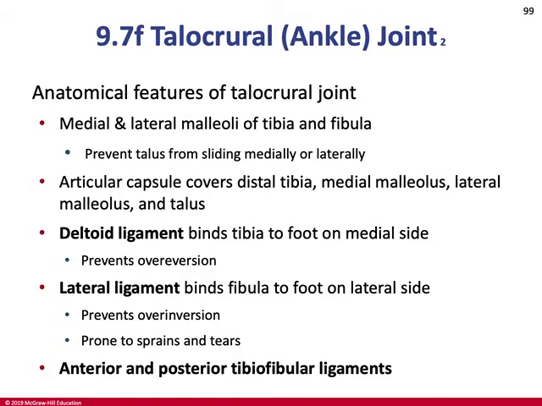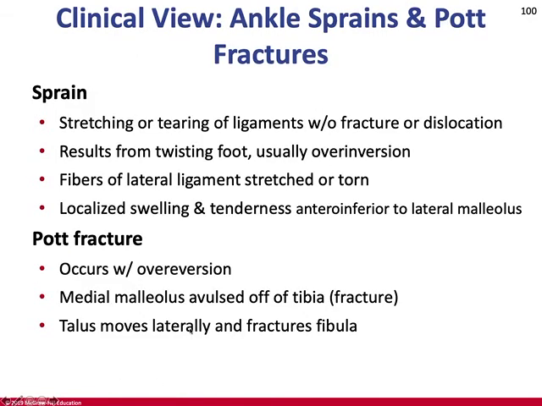So that's the articulation, right? The articular capsule covers the distal tibia, medial and lateral malleolus and talus. The deltoid ligament binds the tibia to the foot on the medial side and prevents over-eversion, right? That would be flipping the sole of the foot outward, right? And the lateral ligament binds to the fibula on the lateral side, preventing over-inversion, but it can be sprained and torn. And anybody who's twisted their ankle has probably torn their lateral ligament, or at the very least strained it, okay? Anterior and posterior tibiofibular ligaments also stabilize the joint.